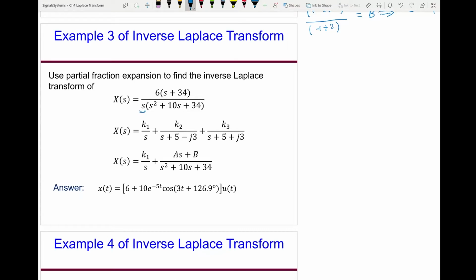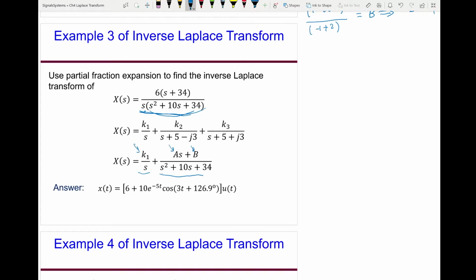This s, it's okay, we can factor out this k1 over s here, but then these we will keep the same. But always, if you have s squared in the denominator, then express it this way, with As plus B in the numerator. If I just ignore this term As and just make it B, then when I add these two terms, I will end up with s squared in the numerator, which doesn't exist here. Now the question is, how do I find k1, A, and B?